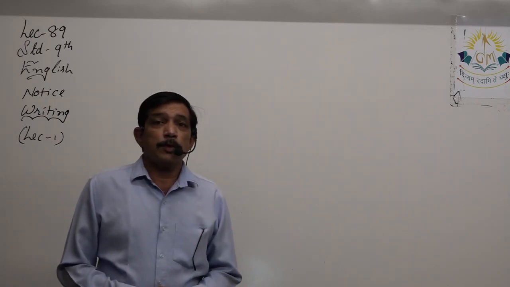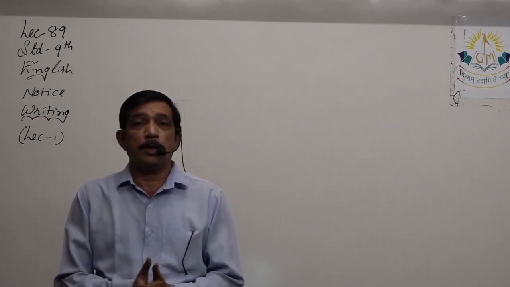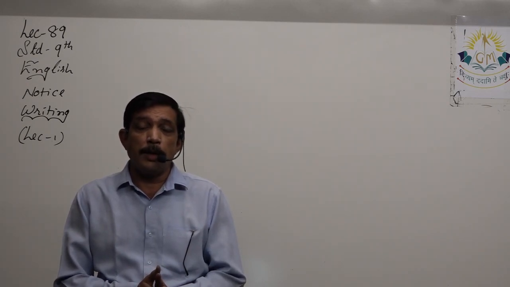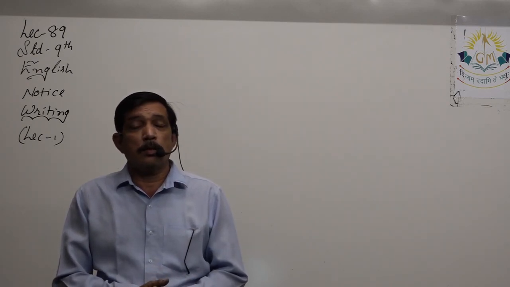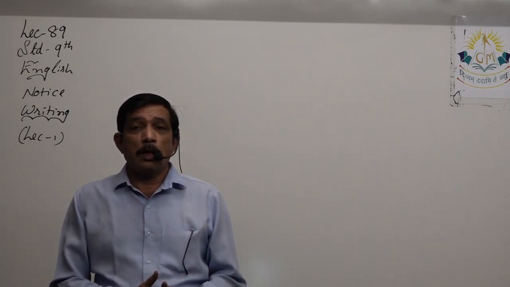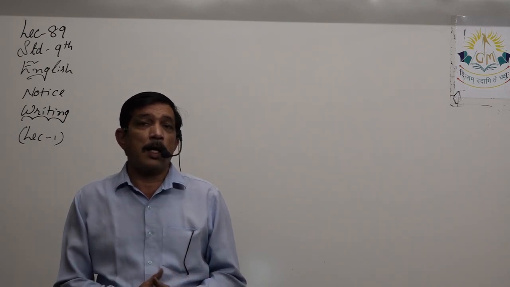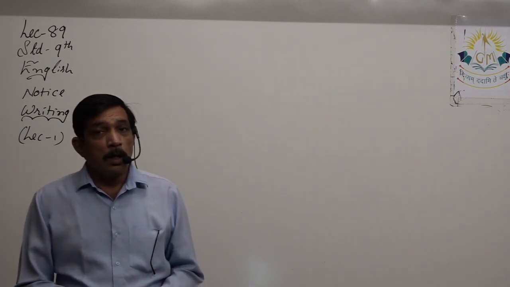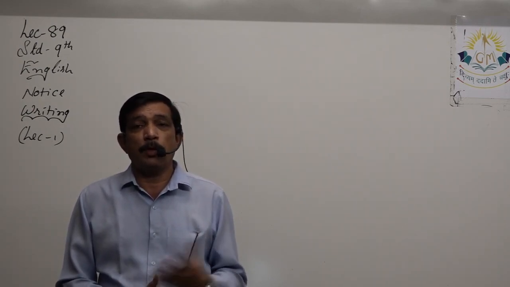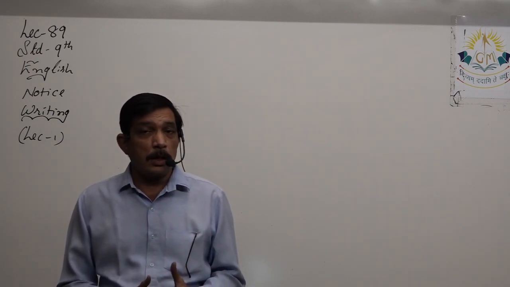Students, from the previous few lectures we have started with the writing section, in which we completed understanding the different types of formal letters that are asked in the board paper. Letter writing has two types: informal and formal. We have already understood informal letter writing, and then we also understood formal letter writing and all its types.